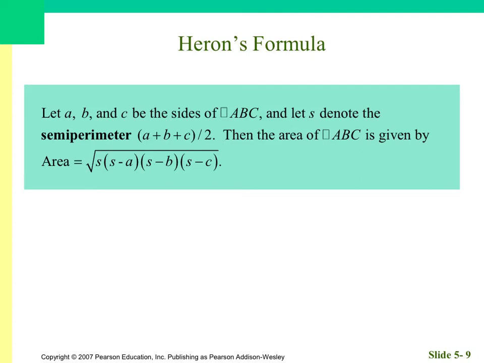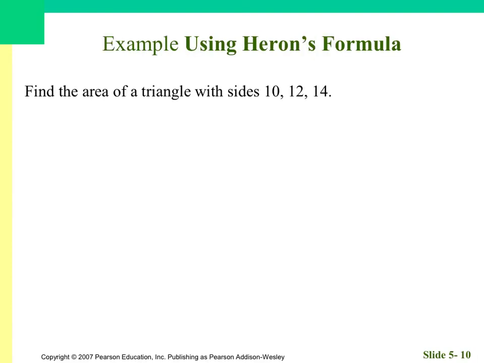And Heron's formula. The semi-perimeter equals a plus b plus c divided by 2. So another way without having a right triangle is the square root of s times s minus a, s minus b, s minus c. So we have 10, 12, 14. We have no angles, so we can't use the 1/2. And it says using Heron's formula.